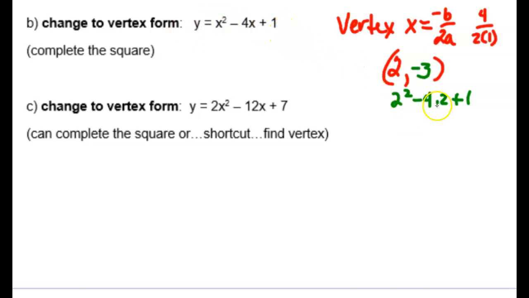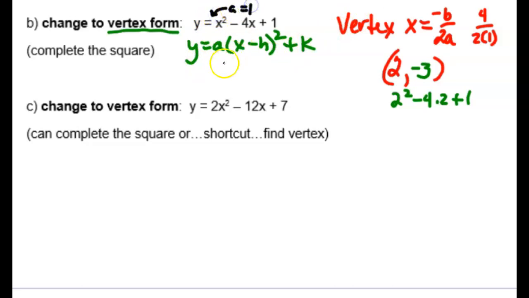Okay, once you have the vertex, how are you going to change this into vertex form? Well, vertex form is a times x minus h squared plus k. What is a? A on this was 1, so it's going to stay 1. What is h? H and k are from the vertex, so it's going to be x minus 2 squared, and k was negative 3.